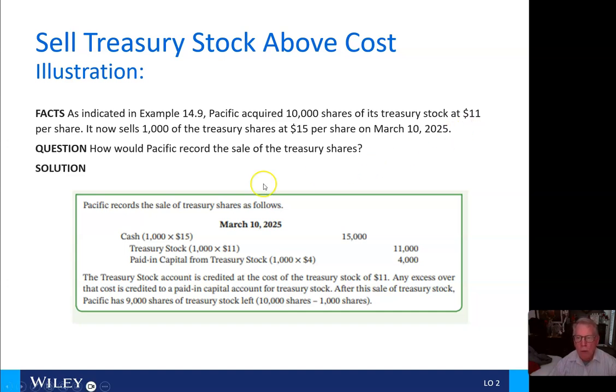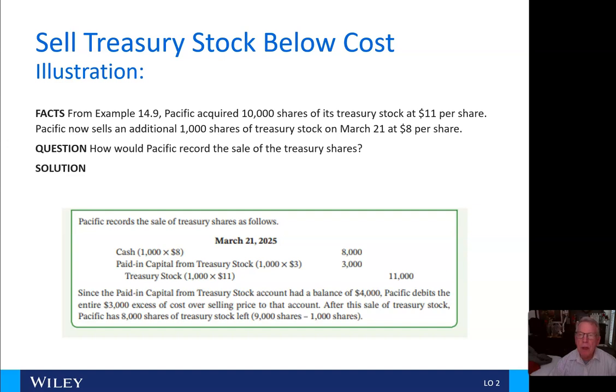So how do we record that? We're going to debit cash for the full $15,000, and we'll credit treasury stock based on 1,000 shares times the basis of $11, or $11,000, and the remainder is paid-in capital from treasury stock. And so I think that's pretty straightforward.